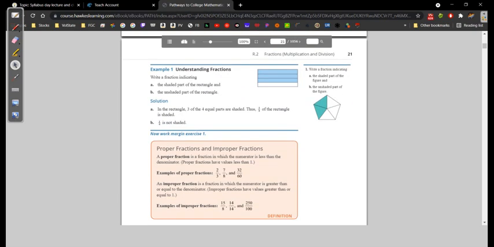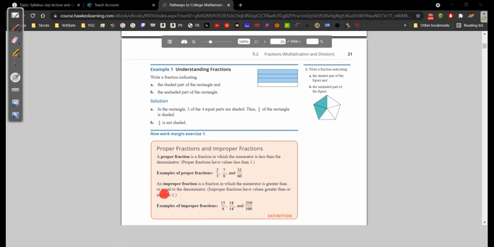Ready? So example 1, understanding fractions. Example 1 reads, write a fraction indicating A, the shaded part of the rectangle, and B, the unshaded part. Obviously you can see the answers down here, but we're just going to go with this. We have four rectangles. 3 of those 4 are shaded, so we would say 3/4 are shaded. On the other side, 1/4 is unshaded. That's about as easy as it gets.